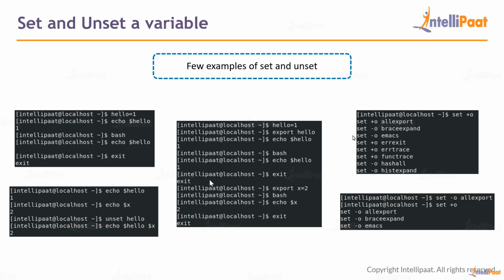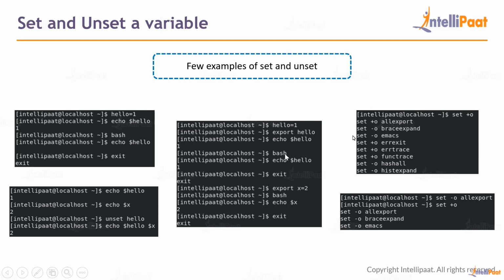We'll see some examples first. You can see hello=1, echo hello. This is what we did in the last session. This is done for a local variable, and again the same thing for a global variable. Then echo $hello, echo $x, unset hello, echo $hello $x. It's only printing the value of x, not hello, because we removed that variable. Then again here, hello=1, export hello. We have made hello into a global variable. So echo hello, it's showing.